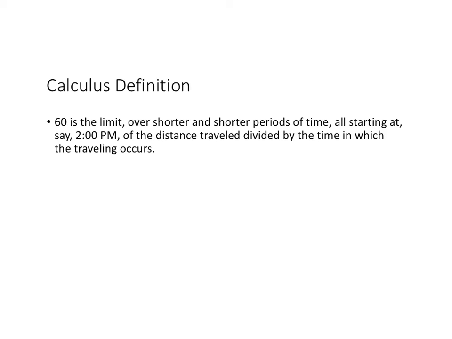Now let's look at it in terms of calculus. What does 60 mean? One way of looking at it is that 60 is the limit over shorter and shorter periods of time, all starting at, say, 2 p.m., of the distance traveled divided by the time in which the traveling occurs. If you remember back to elementary physics, you learned that distance is equal to speed times time. So that's another way of looking at it in terms of calculus.